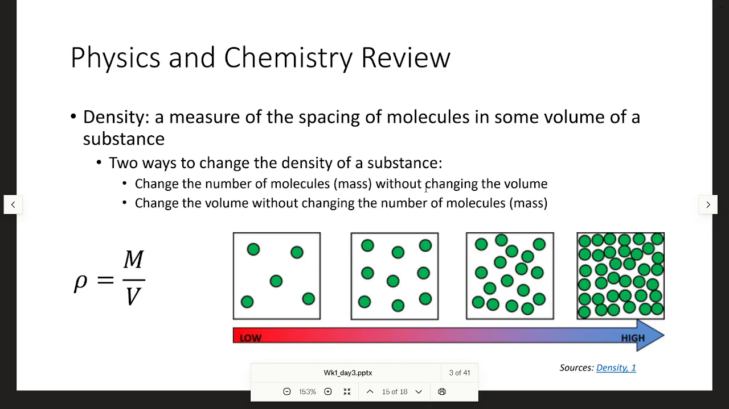Okay, density. Density is equal to mass over volume, and density is the measure of spacing of molecules in some volume of a substance. The ways to change the density are to change the number of molecules, so increase the mass to increase the density, or change the volume without changing the number of molecules. So if you decrease the volume and have the same amount of mass, your density will go up. It's not too difficult of an equation, and if you think about it, it makes a lot of sense.